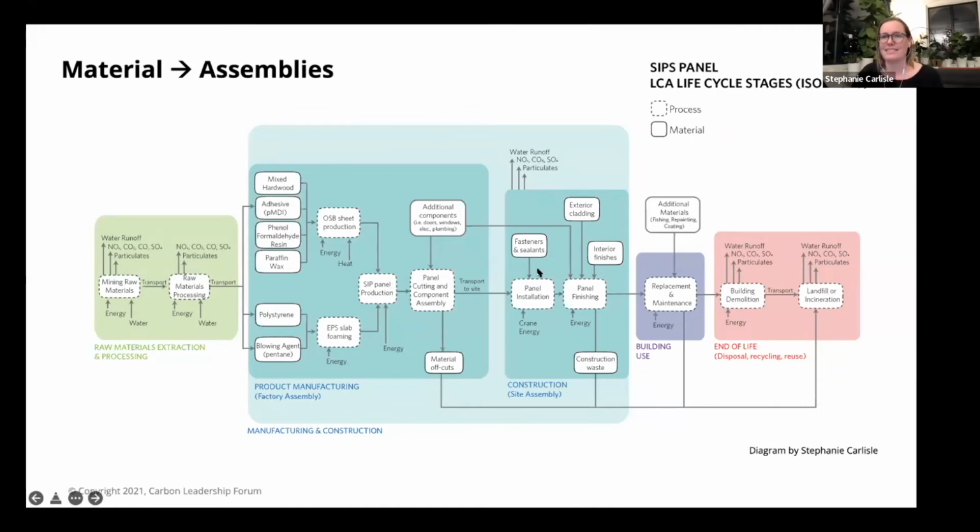Then we have processes, waste, offcuts, things that are happening on site. We might think about replacement or recycling or waste disposal of all of that through construction and building use. And then there are all different emissions or chemicals that we're tracking at end of life. So that would be an assembly view where we're bringing multiple materials together.